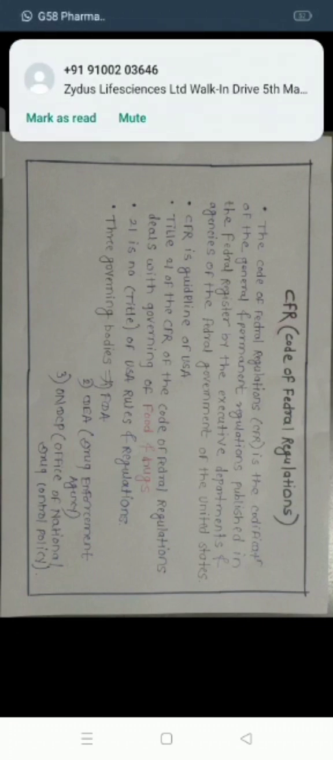So, our topic is the Code of Federal Regulations. The Code of Federal Regulations is nothing but a codification. In general terms, we can say that it is the general and permanent regulations published in the Federal Register by the executive departments and agencies of the federal government of the United States. It means it is a codification, in which we give the general and permanent regulations. So this is the definition of the Code of Federal Regulations.